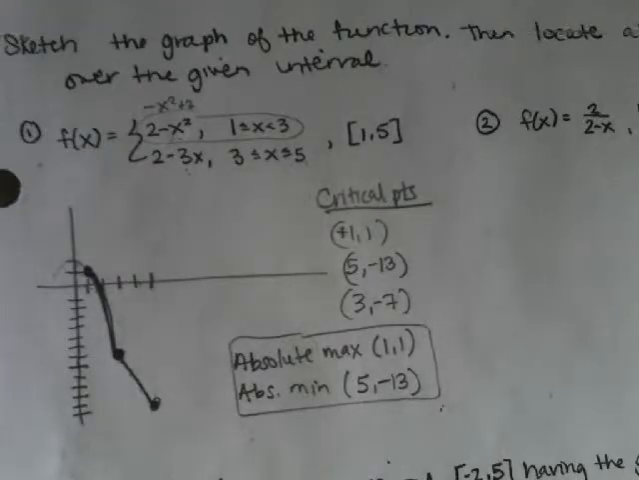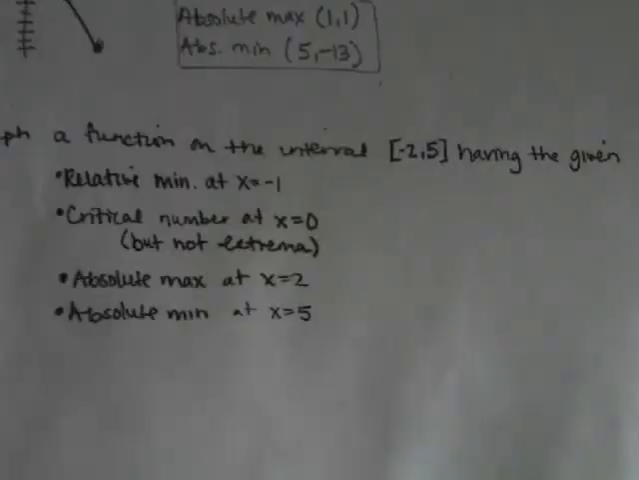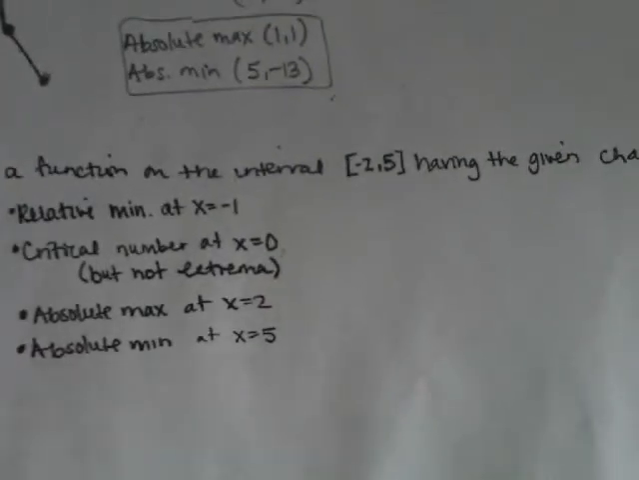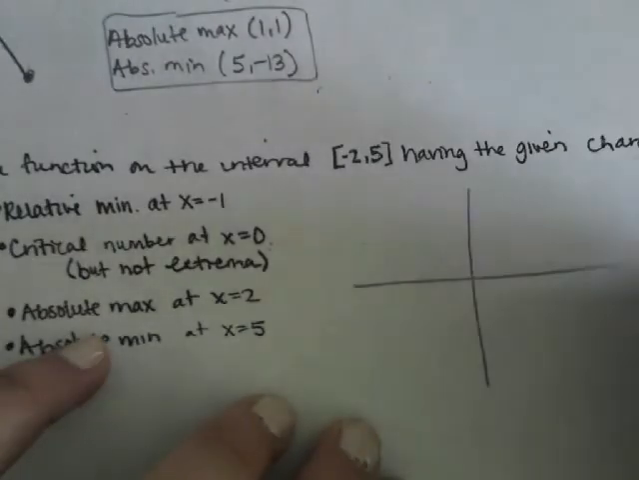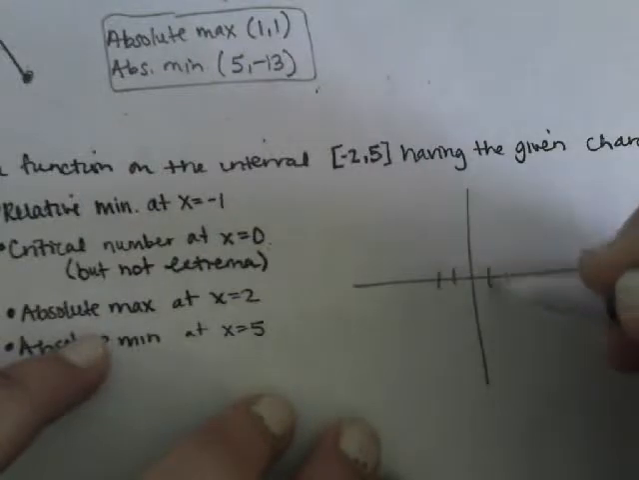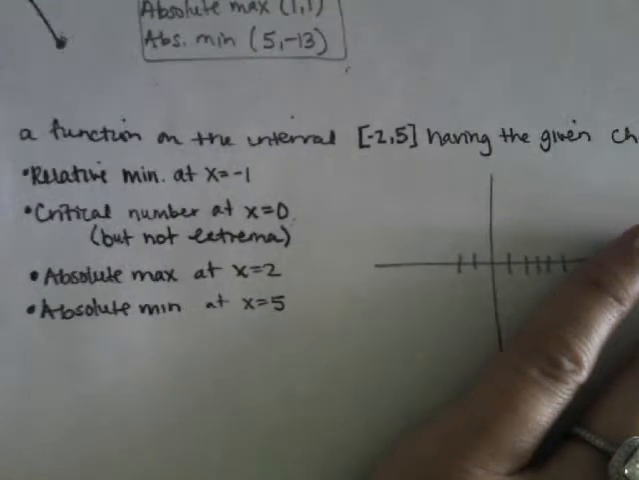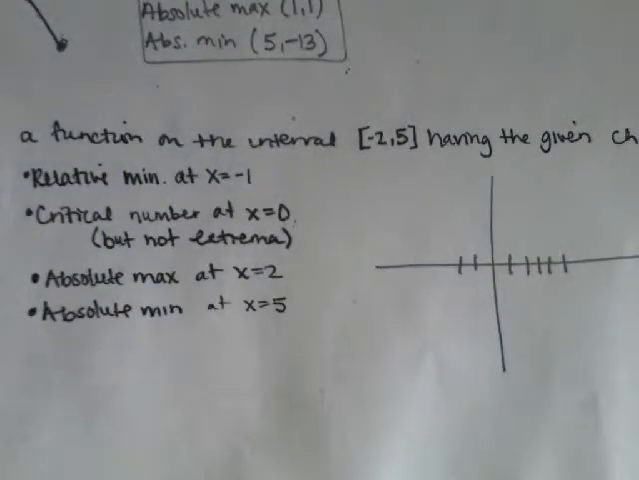All right, let's jump down to the next one, which says to graph a function on this interval having these given characteristics. So we want to graph from negative 2 to 5 so that there's a relative minimum at negative 1, a critical number at 0, but not an extrema. So that means it's not a relative or an absolute anything. An absolute max at 2 and an absolute min at 5.